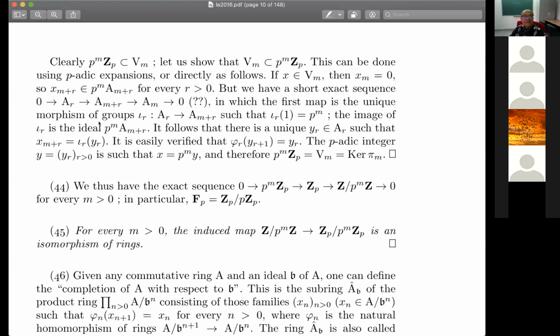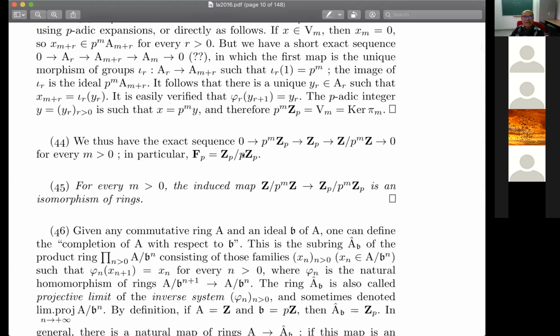So the image of this map is this ideal, and therefore there's a unique y_r in A_r such that x to the m plus r is iota_r of this y_r. Now you verify that this phi_r applied to y_{r+1} is this y_r. In other words, these y_r form a compatible family, and this x, which we wanted to show belongs to p^m Z_p, we have found a y such that x is equal to p^m times y. Okay.